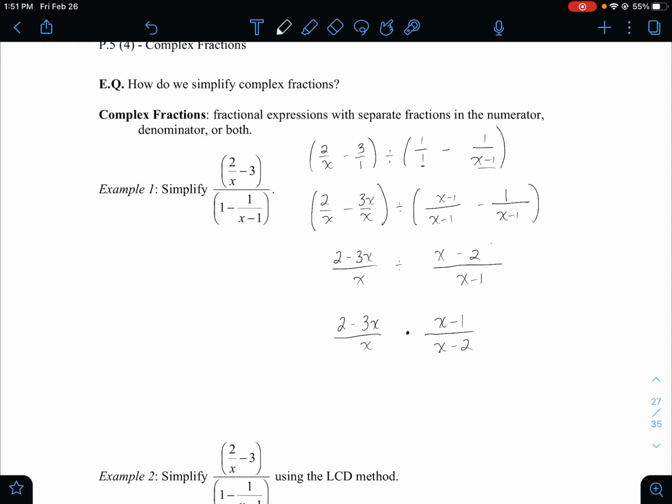Then we're going to look at this and say, okay, I'm multiplying fractions, so I'm just going to multiply straight across. So 2 minus 3x times x minus 1 all over x times x minus 2. And like the last couple lessons, we have to look at this and say, okay, everything's already in factored form, so can I reduce anything? Looking at this problem, nothing in the numerator will cancel with the denominator, so we are all done with this problem.